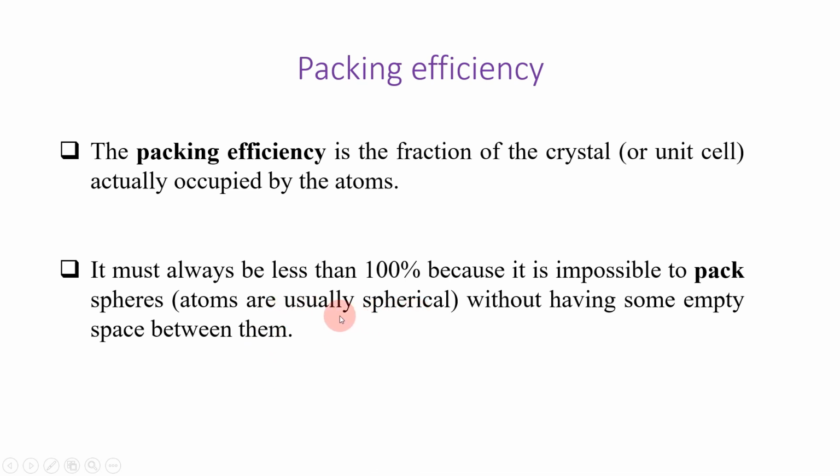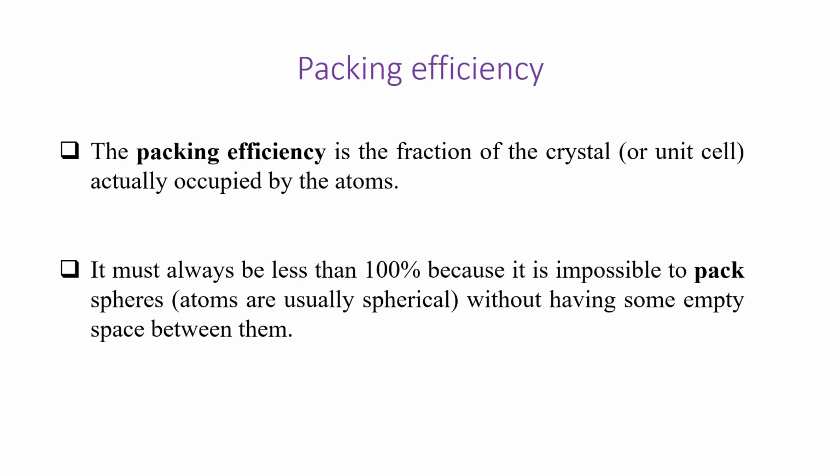If you pack some spheres, you can do this kind of experiment at home also. If you take many balls and try to pack them in a small box, you will observe that it is clearly impossible to pack spheres without leaving some empty spaces between them. That is why the packing efficiency is always less than 100%. Because atoms are usually spherical in shape, it is impossible to pack them without having some empty space between them.